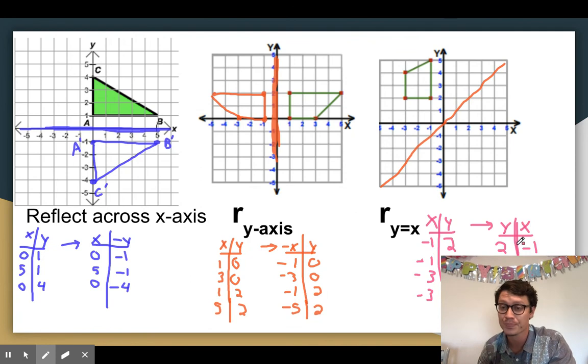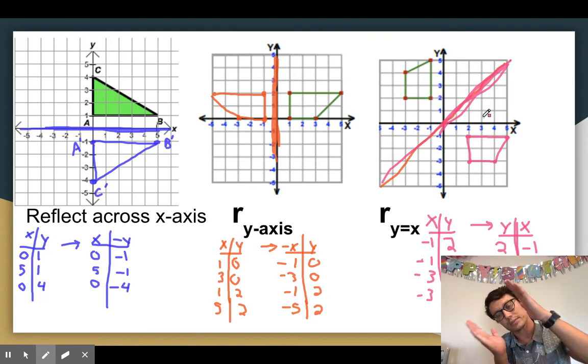So let's plot these. This is 2, -1. We go over 2, down 1. 5, -1. Over 5, down 1. 2, -3. Over 2, down 3. And 4, -3. Over 4, down 3. Now we have a new shape. Right? And now we have a reflection across this diagonal line here. Okay? And if you tilt your head, you can actually see like, oh, wow, that is a reflection.